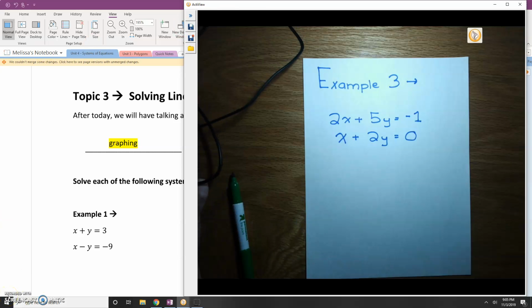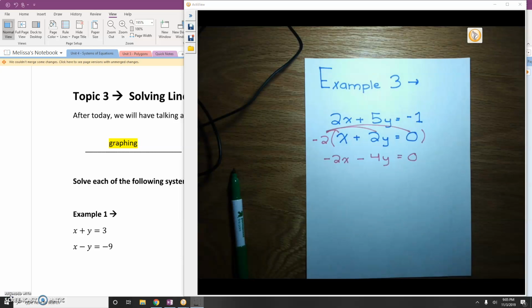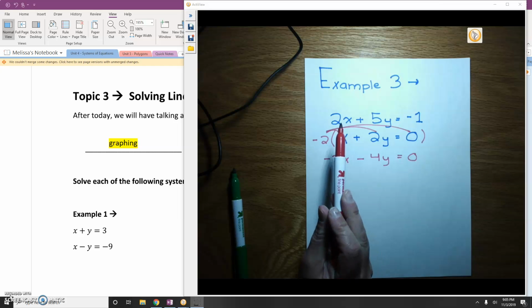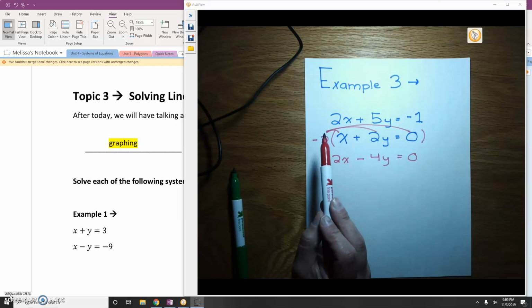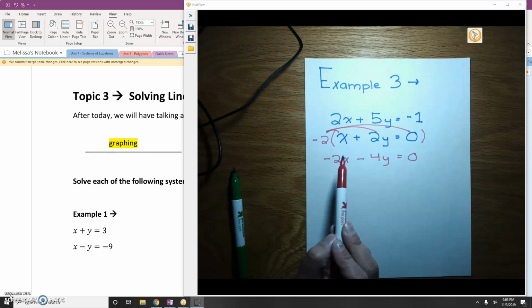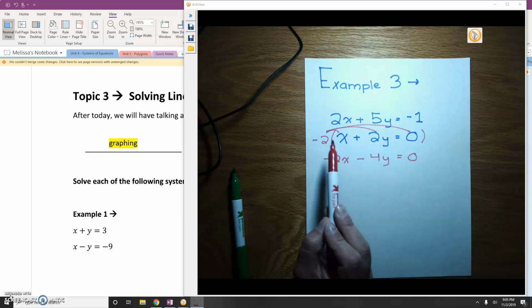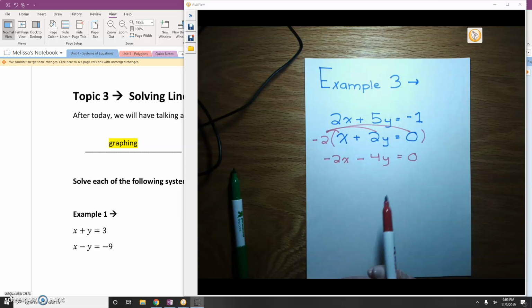And they're going to start on this. All right, here's what I saw. I saw that this x was super, super close to being able to cancel out with that 2x. So what I went ahead and did was multiply through. Negative 2 times x is negative 2x. Negative 2 times positive 2y is negative 4y. And then negative 2 times 0 is 0.